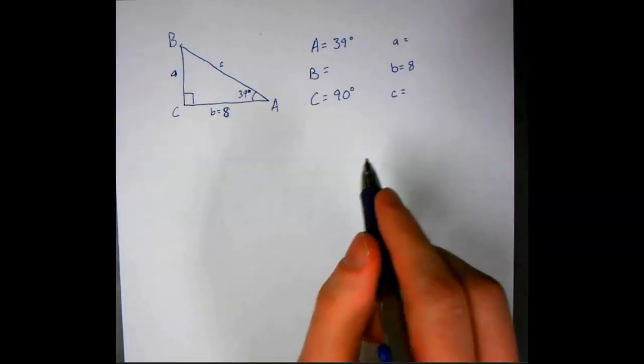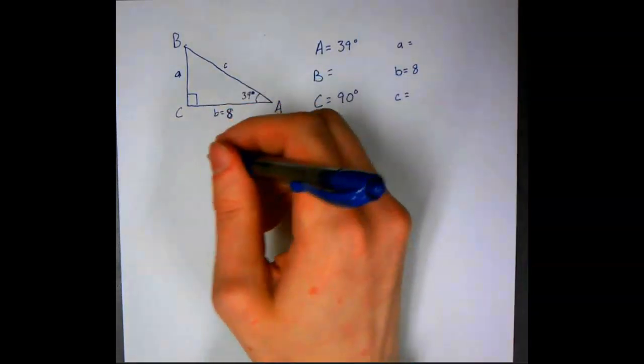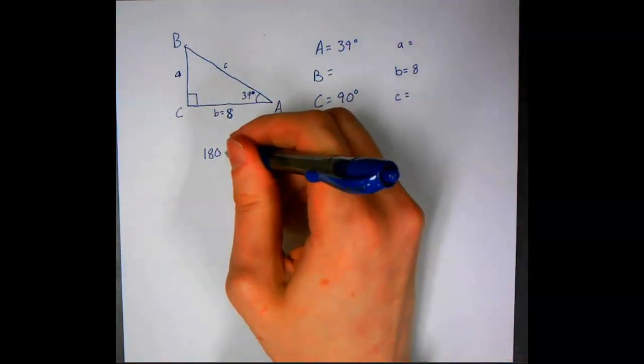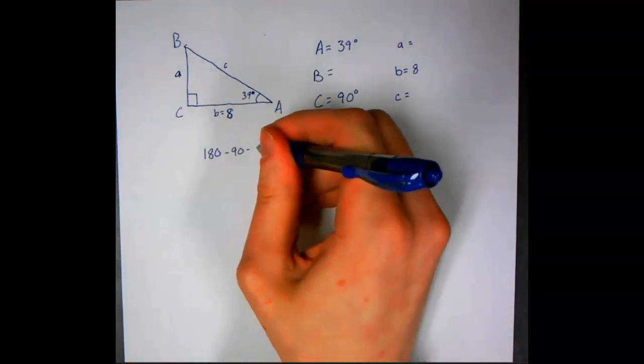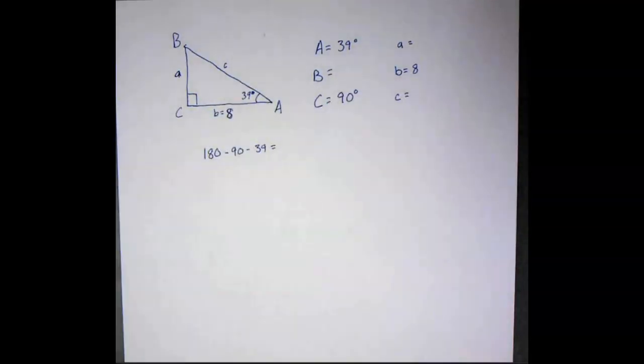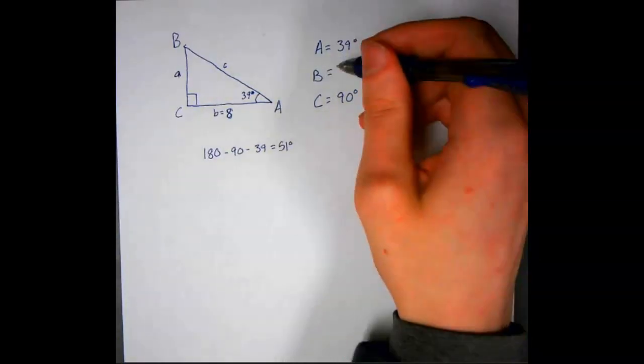So the first thing I would do is find out what angle B equals. And we're going to do that by saying, well, the triangle is 180 degrees altogether. So if we subtract 90 and we subtract 39, we'll have our answer. And for that, that'll be 51 degrees.